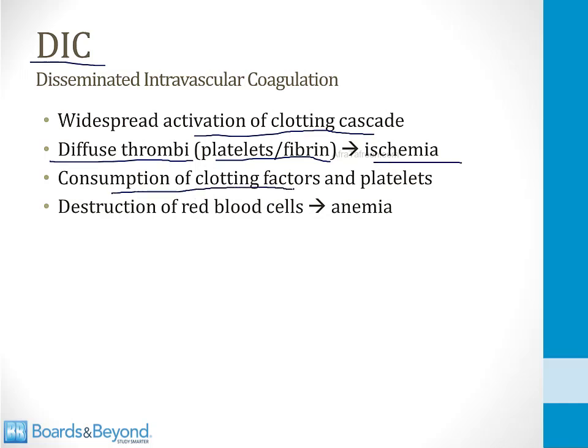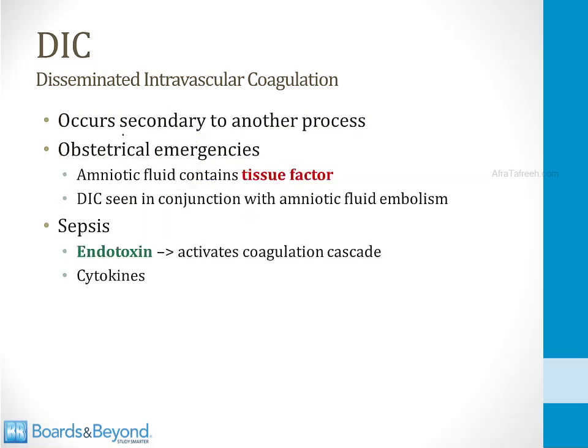So as we will see, the PT and the PTT get very prolonged in DIC. In addition, the platelets are consumed much like they are in TTP, and you get low platelets. And then finally, because of the clots formed in small blood vessels, there is microangiopathic hemolytic anemia and destruction of red cells. DIC always occurs secondary to some other process, so let's talk about some of the conditions that can lead to DIC. First of all, many obstetrical emergencies can lead to DIC.